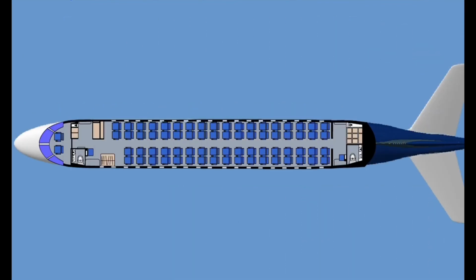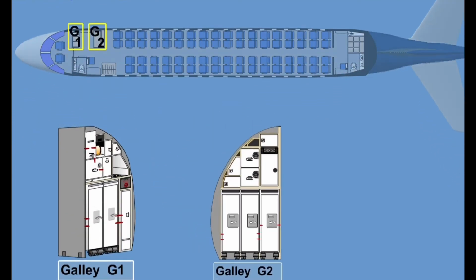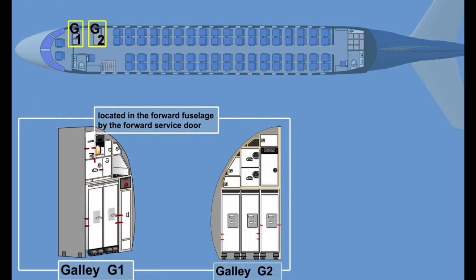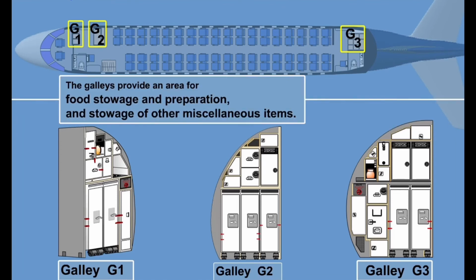The airplane has provisions for 3 galleys. G1 and G2 are located in the forward fuselage by the forward service door. G3 is located in the aft fuselage adjacent to the aft service door. The galleys provide an area for food storage and preparation, and stowage of other miscellaneous items.